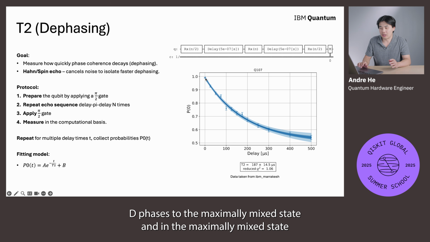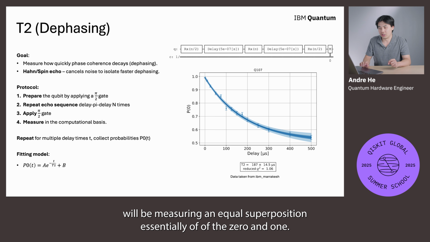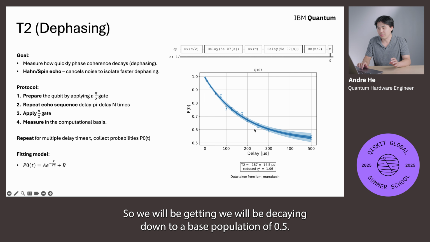And in the maximally mixed state, we'll be measuring an equal superposition, essentially, of the 0 and 1. So we will be decaying down to a base population of 0.5 here.